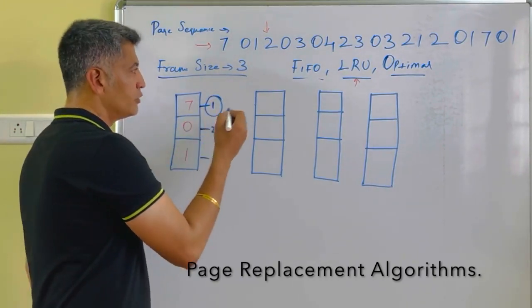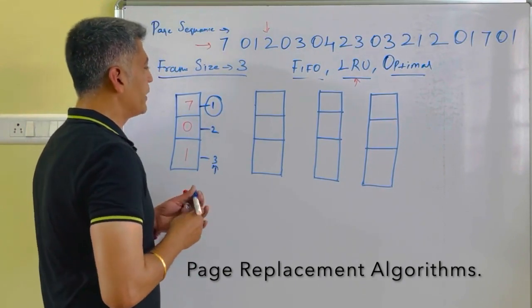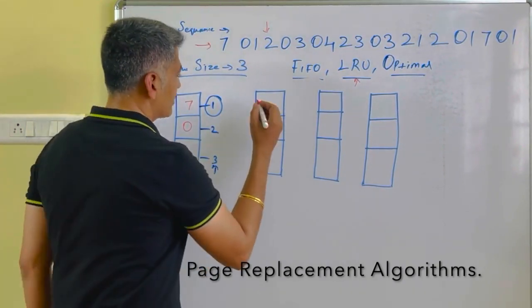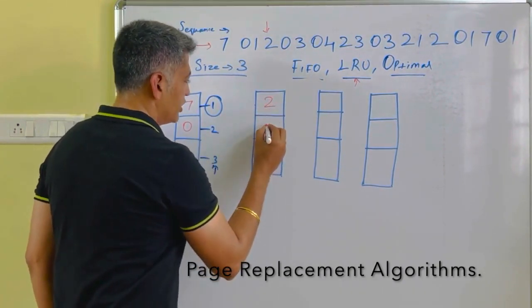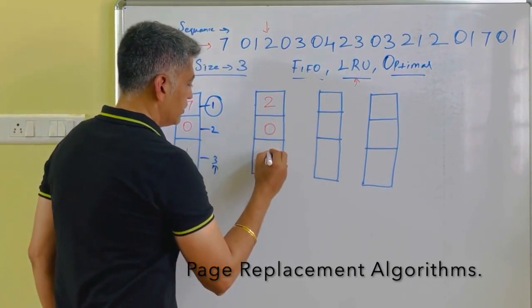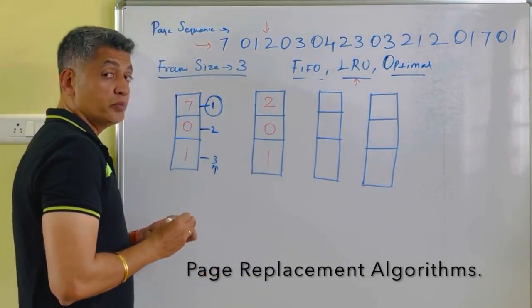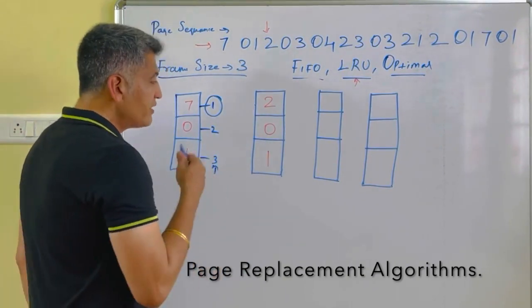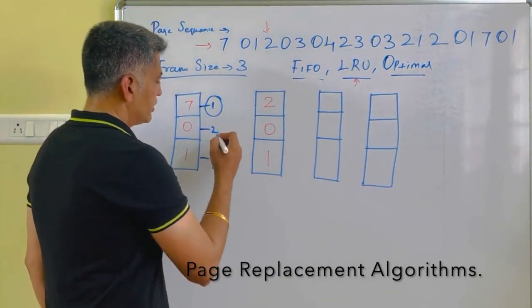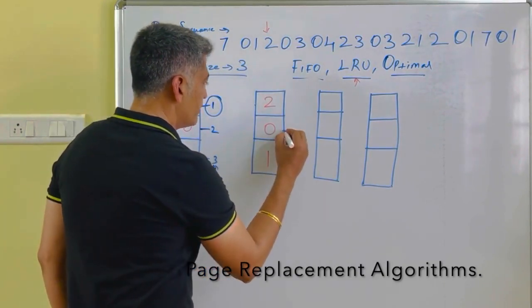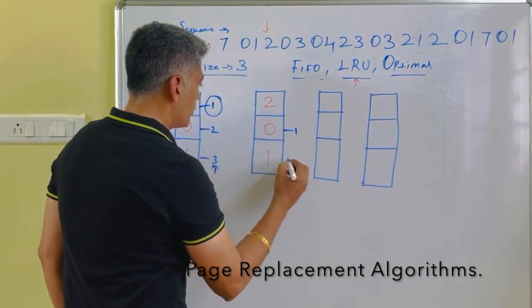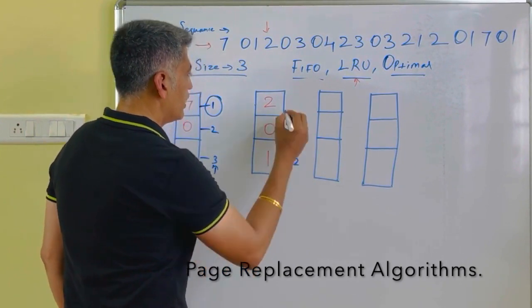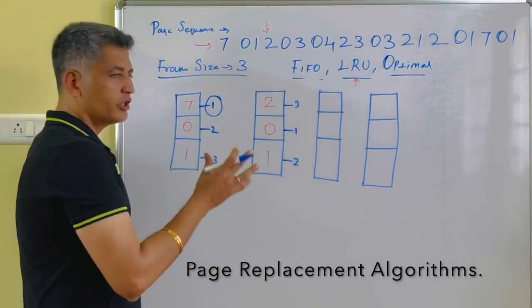Instead of 7 you can put the newer entry. So the newer page will be entered here. Instead of 7 the 2 is coming here, then 0 and here 1. Right? Now based on this entry the order will be changed. Least recently used means the order automatically changes. So this one will be the 1, this one will be the 2 and this one will be the 3. Right? You are able to understand.